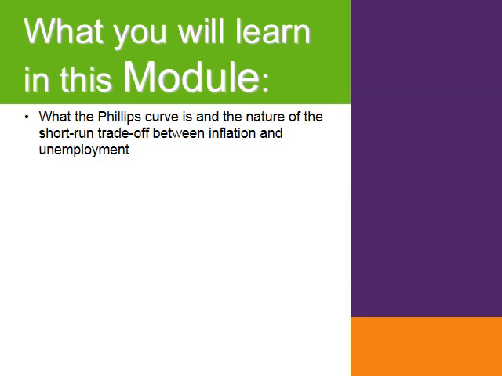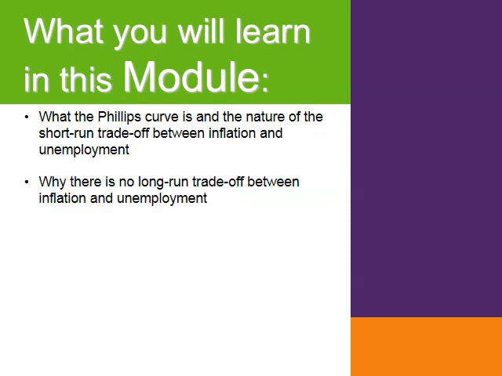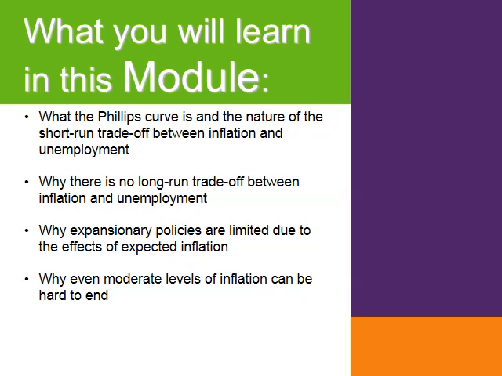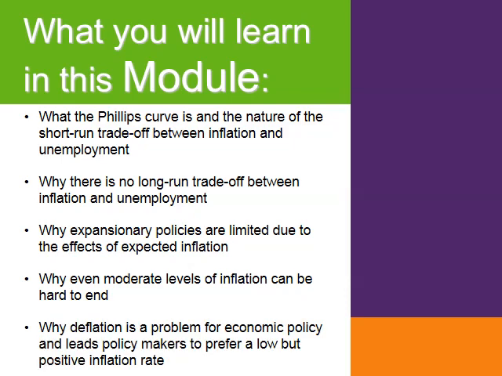In this module, you will learn what the Phillips curve is and the nature of the short-run trade-off between inflation and unemployment, why there is no long-run trade-off between inflation and unemployment, why expansionary policies are limited in effect due to the effects of expected inflation, why even moderate levels of inflation can be hard to end, and why deflation is a problem for economic policy and leads policymakers to prefer a low but positive inflation rate.